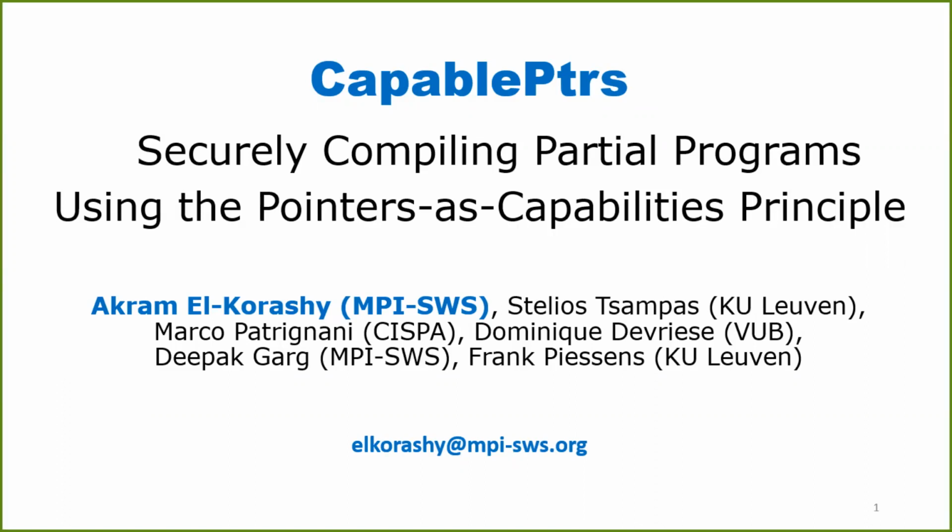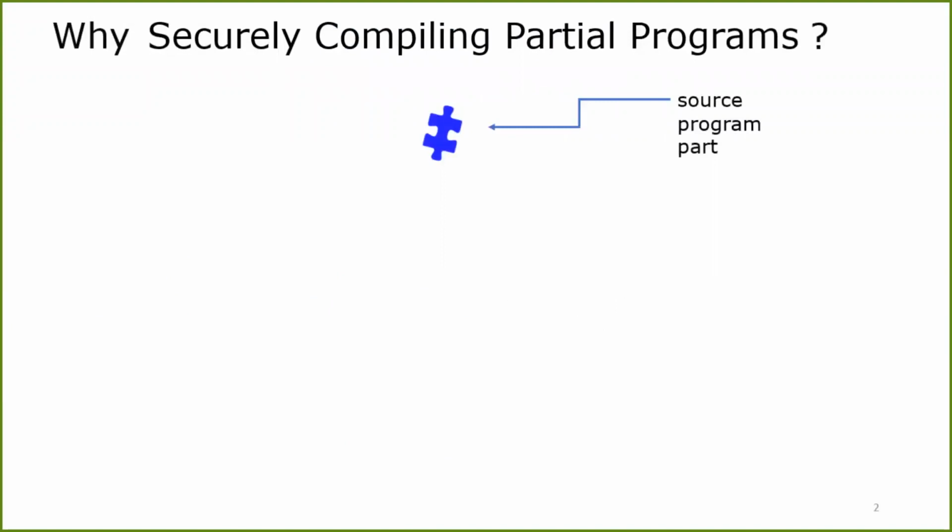This is joint work with my advisor at MPI, Stelios, and my collaborators at KU Leuven, CISPA, and Vrije Universiteit Brussel. CapablePtrs is a step towards provable security for compilers to capability architectures. The compiler security criterion we prove in this work applies specifically to the scenario of compiling partial programs.